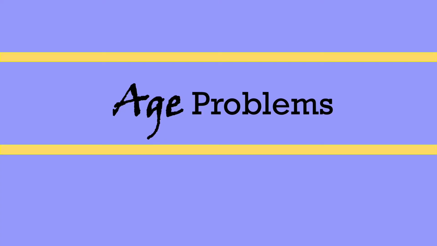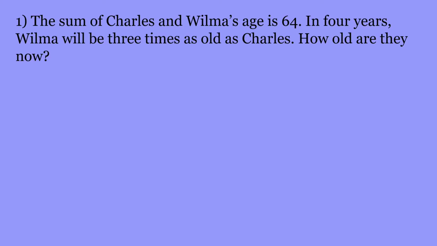Okay, in these slides, we will be solving eight problems. There are problems here in which we will be using two variables, and then there is one that will be using one variable only. Okay, number 1. The sum of Charles and Wilma's age is 64. In 4 years, Wilma will be 3 times as old as Charles. How old are they now?